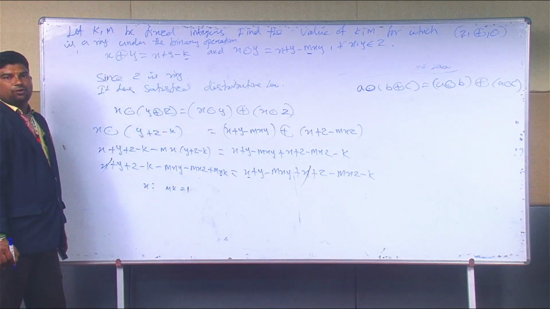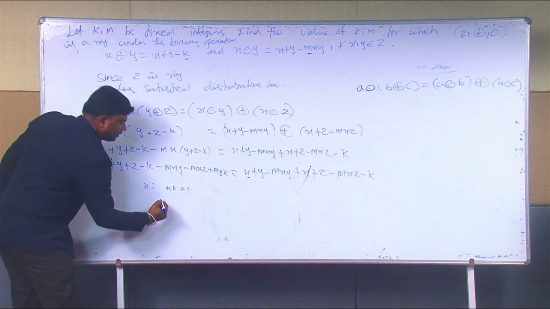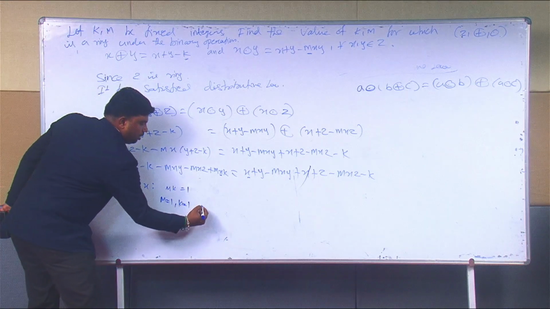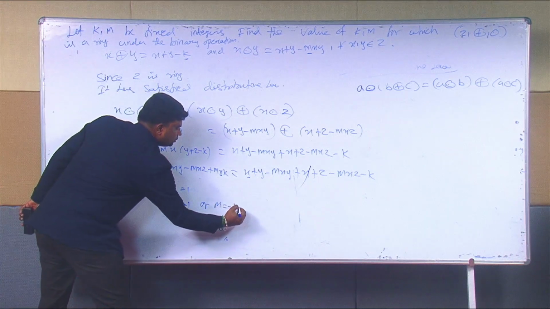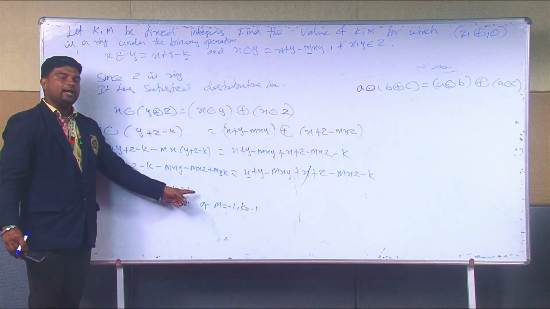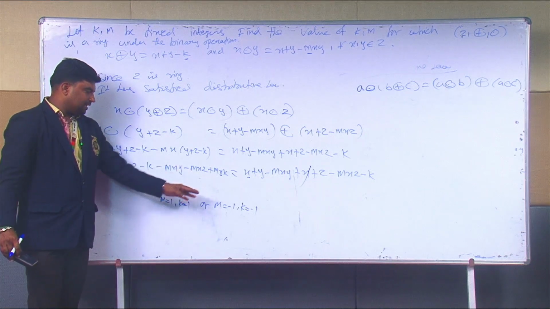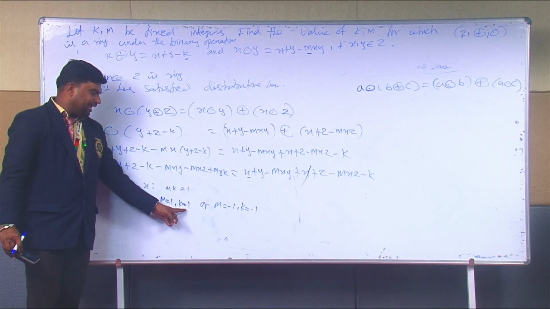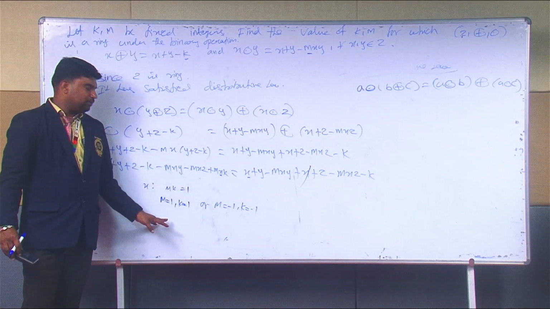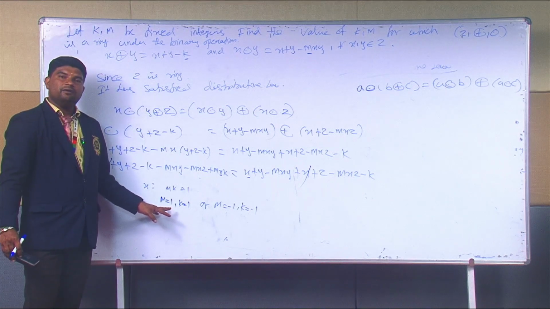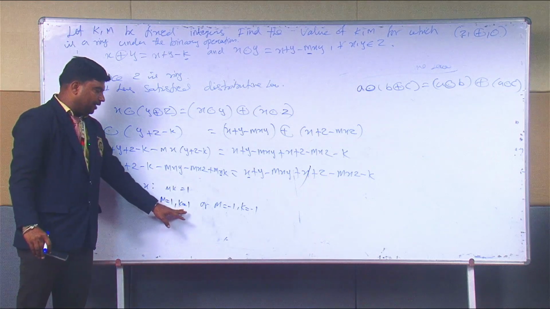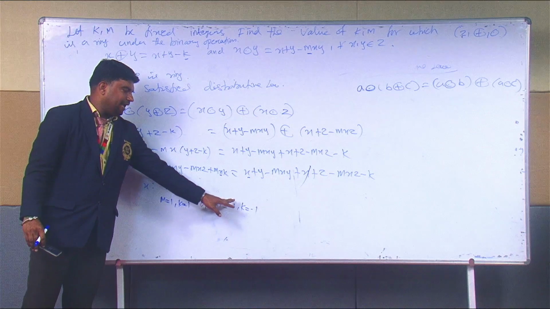So mk is equal to 1, for which m equals 1 and k equals 1, or m equals minus 1 and k equals minus 1. Then we get mk equal to 1. So these two cases are the possible values of k and m. This is the required value: m equal to 1, k equal to 1, or m equal to minus 1, k equal to minus 1.